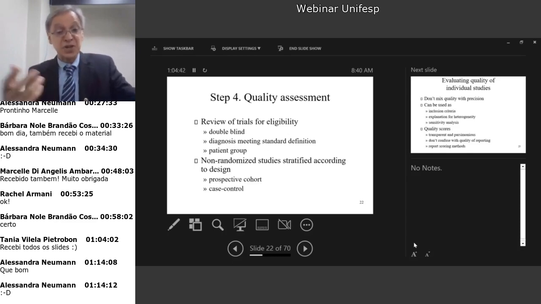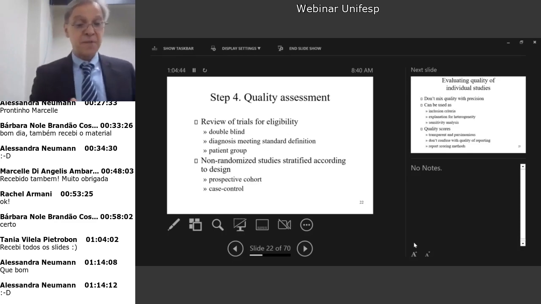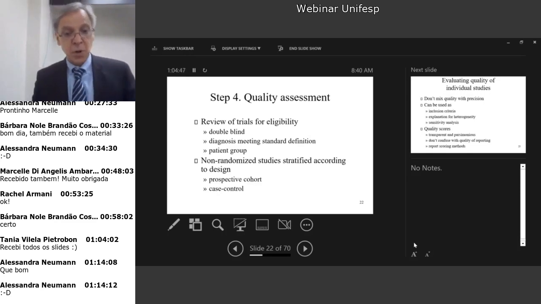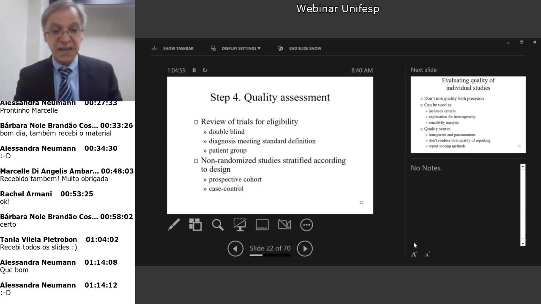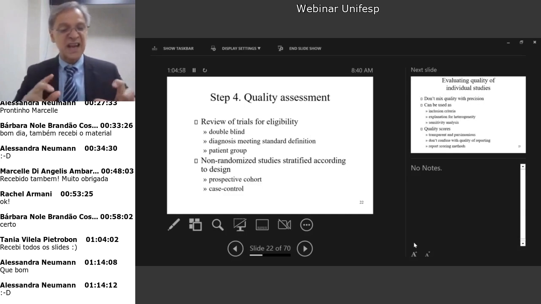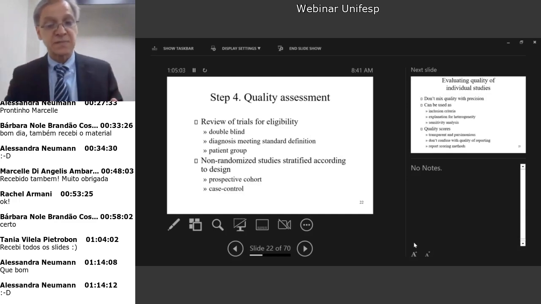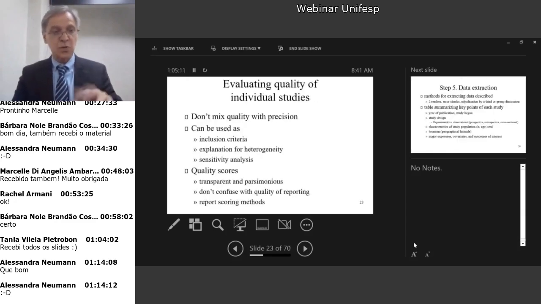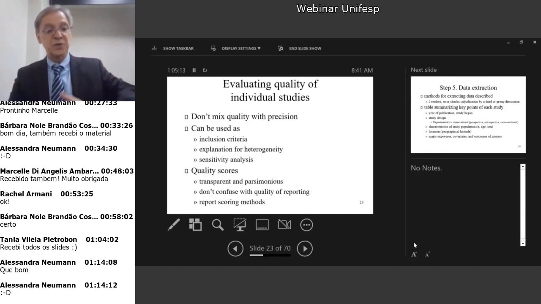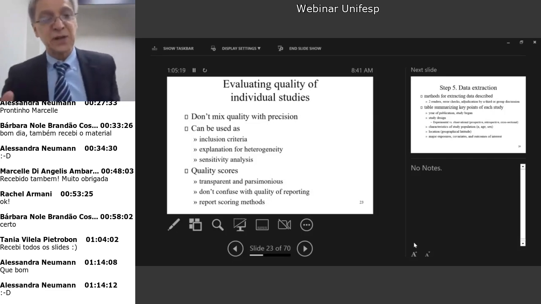Diagnosis meeting the standard definition that you create a priori in your meta-analysis, and patient groups well-defined. Non-randomized studies stratified according to design. If you want to include non-randomized designs together with randomized designs, they need to be stratified according to the design, because the design becomes a variable that you include in your analysis. Prospective cohort is one, case control is another, and so on. We'll see how that goes when we talk about heterogeneity and whether we use fixed or random effects to analyze the data.